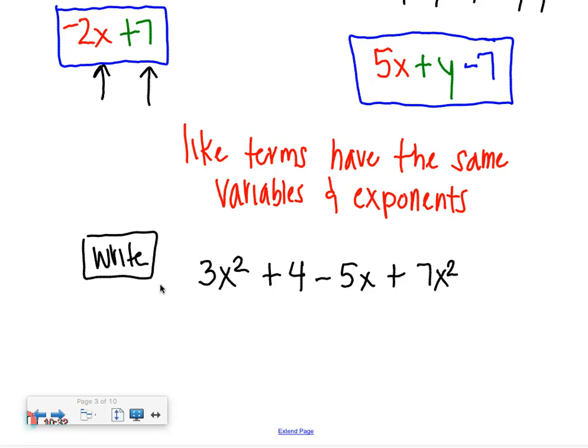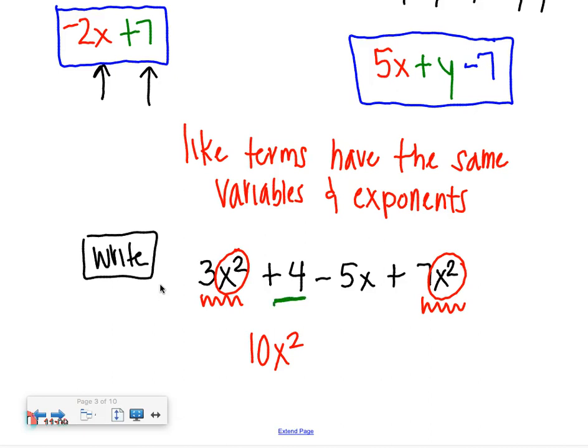So again, I'm going to start with my first term. Make sure you have this written down in your notes. So I have 3x squared. Now I'm looking for another term that has an x squared. Well, the 4 doesn't. The 5 has an x, but not an x squared. But if I keep going, look, this 7 has an x squared. So I know those are like terms. So 3x squared plus 7x squared would be how many x squareds? Well, 10 of them. Okay, and then I'm going to keep moving on.